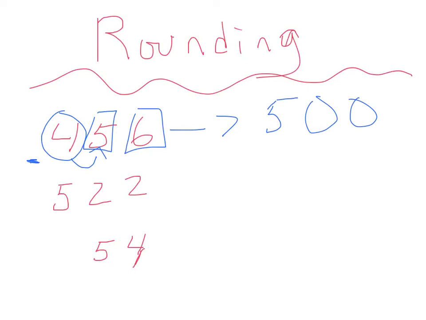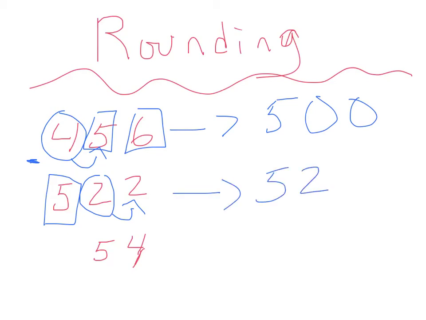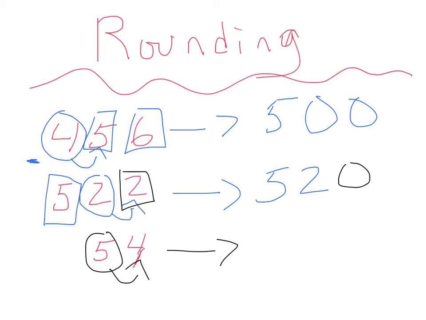522, let's just round that to the nearest tens place. Find the tens place, look next door, 5 or greater. It isn't, so we don't add one more. Numbers to the left stay the same, so this 5 does not change. Numbers to the right, which is this 2, 0 is your name. So 520 would be the rounded number. Let's just round 54 to the nearest 10. Circle our number, look next door, 5 or greater, add one more. Numbers to the left stay the same. Numbers to the right, 0 is your name. That would be rounded to 50.